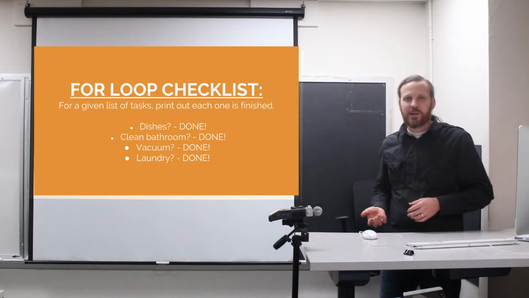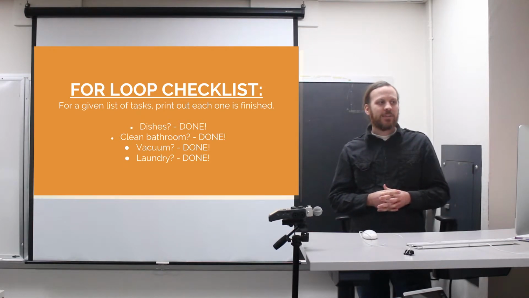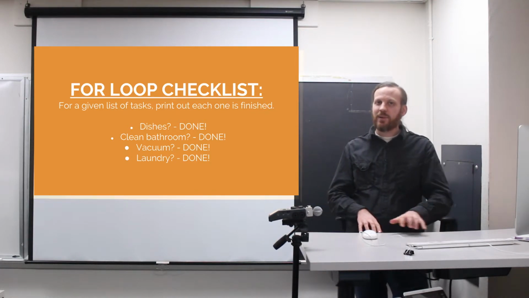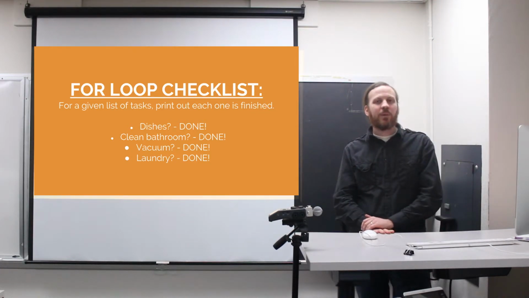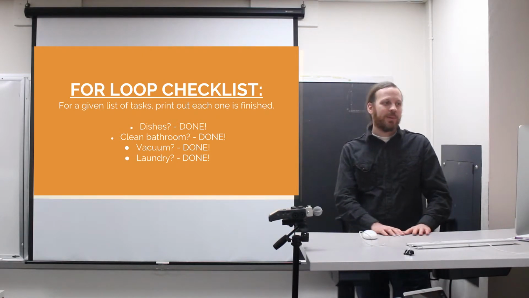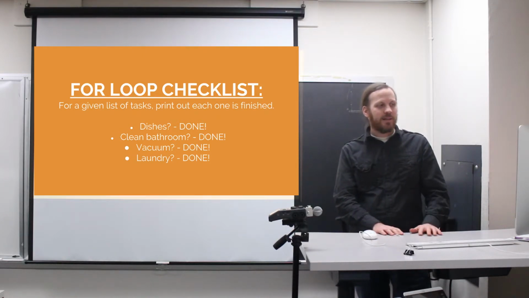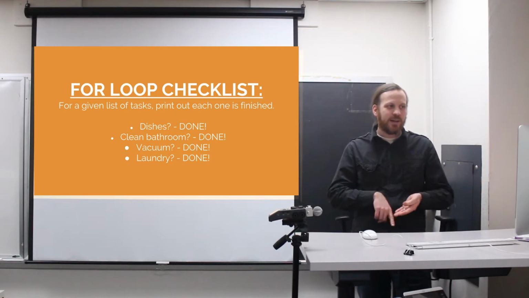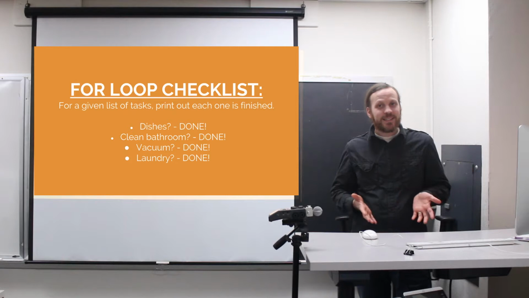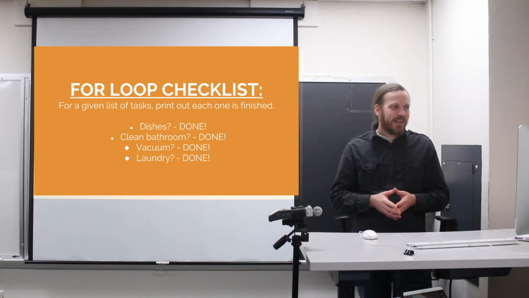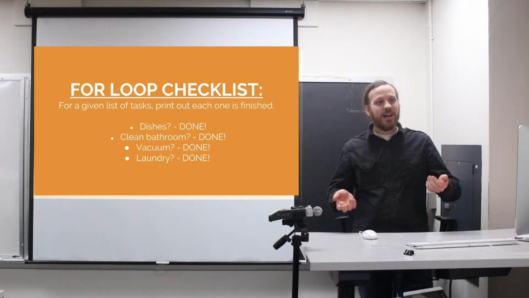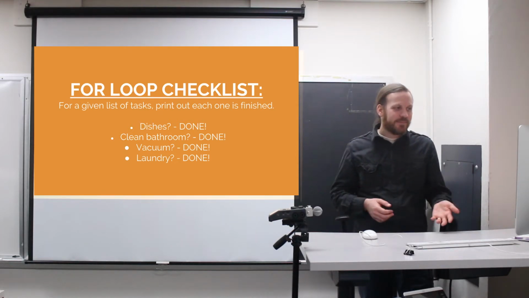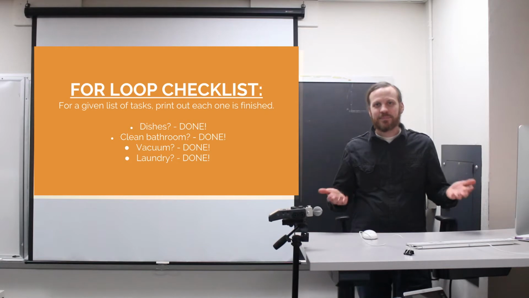Finally, as Kim will talk about in just a minute here, we have a video to teach you about loops. We're going to have to teach you more about loops in coming weeks, but that's after the winter break. But we do want you to just have a sense about loops a little bit more, because later on they can get a little complex. So basically all you have to do is for a given list of tasks like dishes, clean bathroom, vacuum, and laundry, you just print out each one is finished. It makes the jobs a lot easier. So it just says dishes, done. Clean bathroom, done. Vacuum, done. Laundry, done. And that's it.